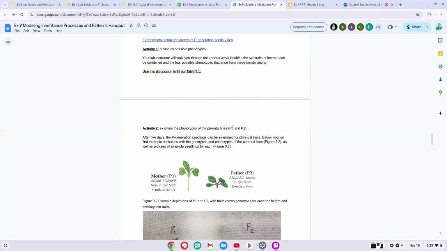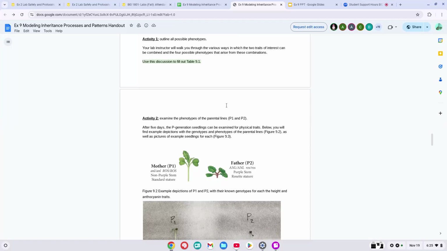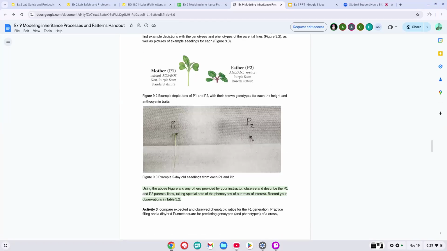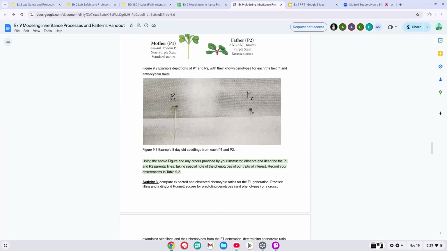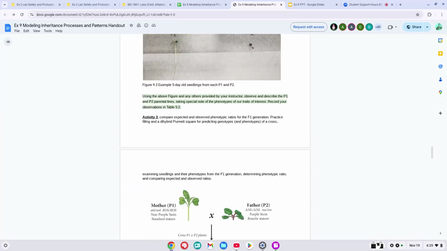Because remember, we're starting with homozygous dominant and homozygous recessive parental lines, crossing them to get a heterozygous parental line, and then crossing them again to get the F1 generation. Okay? Because we're trying to bring those recessive traits back out. And we'll talk about that a little bit in activity 2. So here's a demonstration of what these different parental lines could look like with their known genotypes for height and their anthocyanin traits.